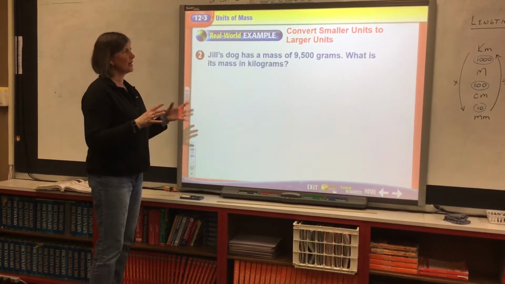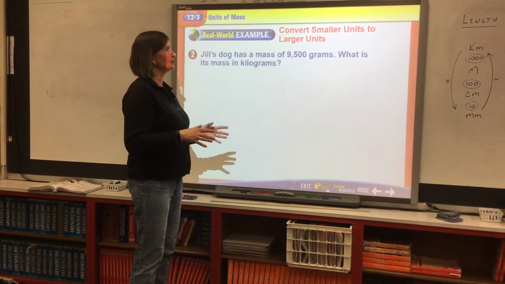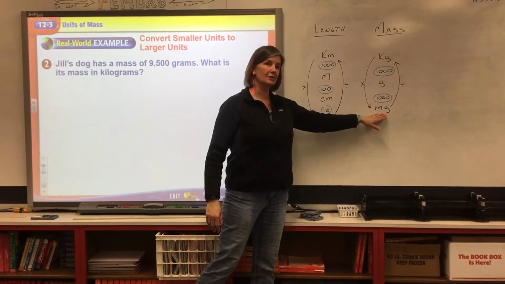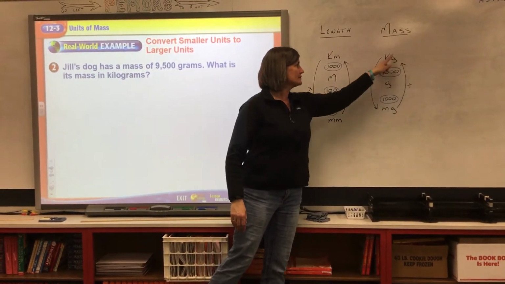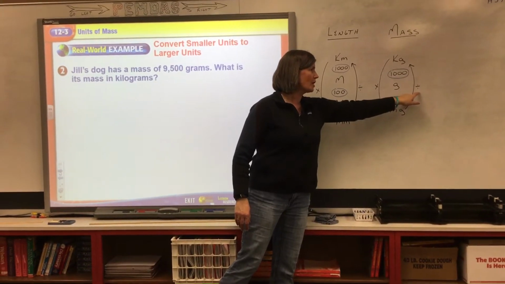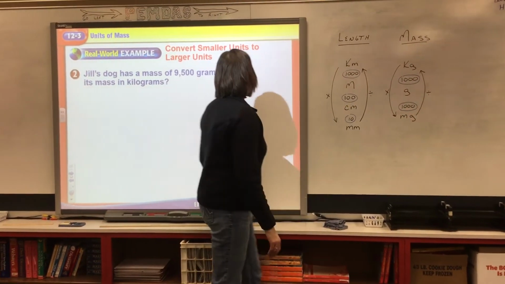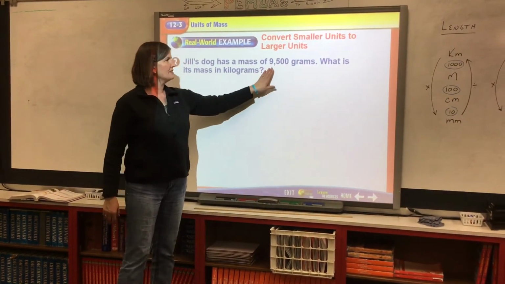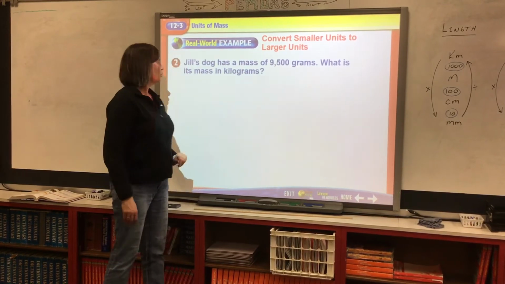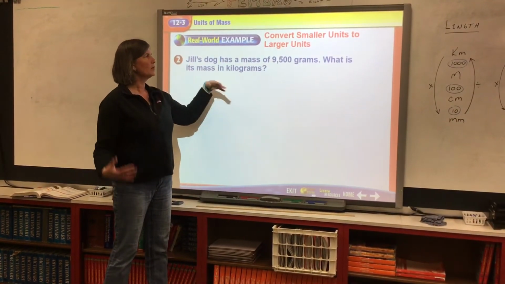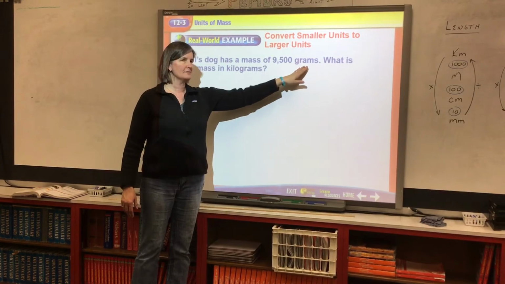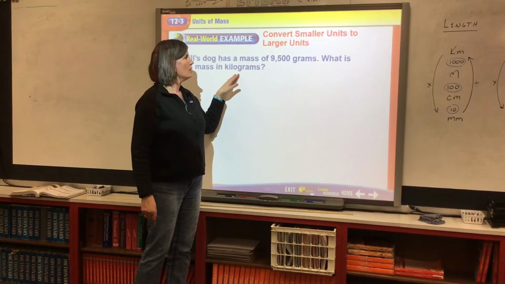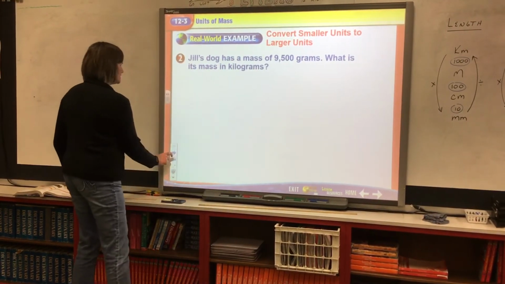Now we're going to go the other way. We're going to convert smaller units to larger units. If we look at our chart again, we're going from smaller units like milligrams to either grams or kilograms. What do we do when we're going from smaller to larger? Divide. In our example here, Jill's dog has a mass of 9,500 grams. What is its mass in kilograms? We have to ask ourselves, how many grams are there in a kilogram? 1,000.